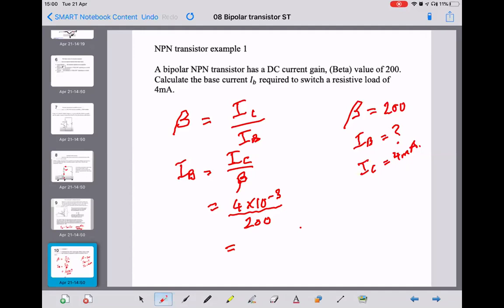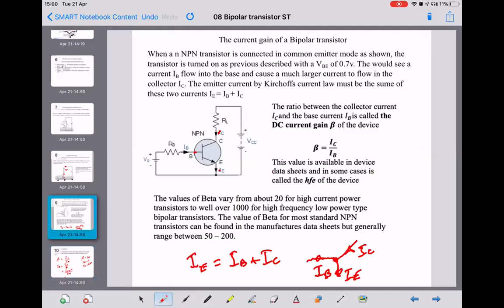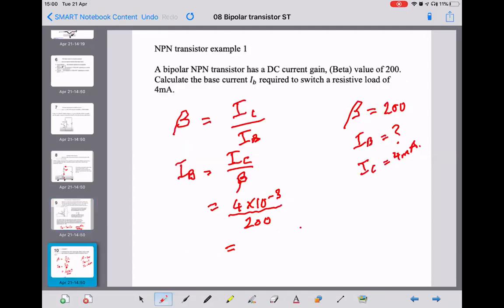2 times 10 to the negative 5. Yeah, convert that to a value of -6 then. Well, you want it as 2 times 10 to the minus 5. If we can make it times 10 to the minus 6, that'll be microamps, won't it? Oh, right, yeah.